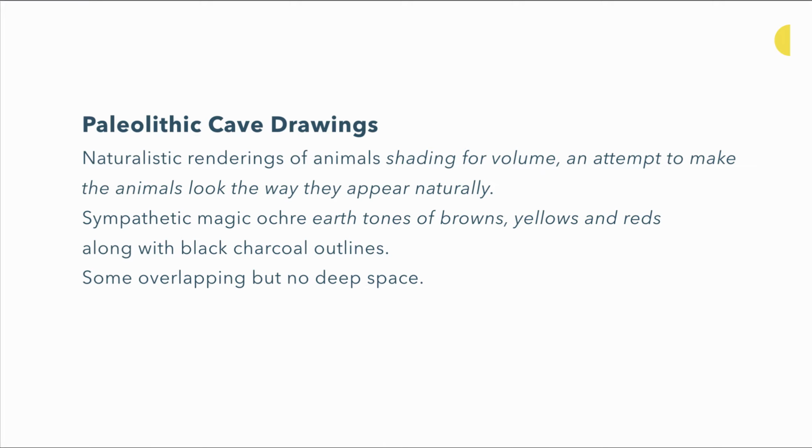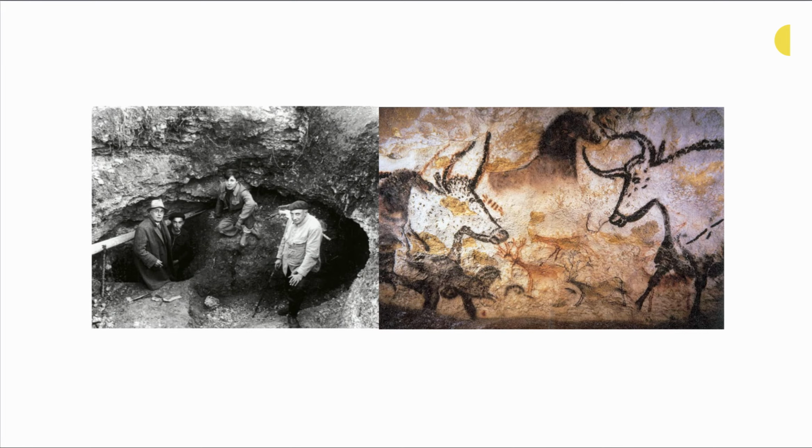In Paleolithic cave drawings, we see naturalistic renderings of animals. They wanted animals to look the way they did in nature: sympathetic magic, ochre, earth tones, charcoal outlines, some overlapping, but no deep space. Our story really begins on September 8th, 1940.